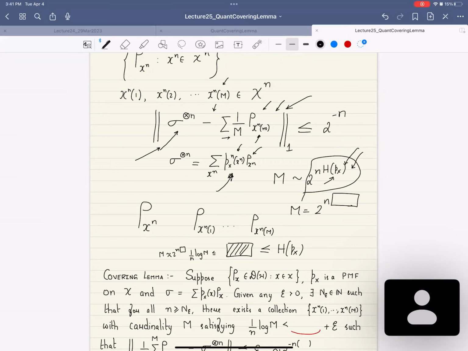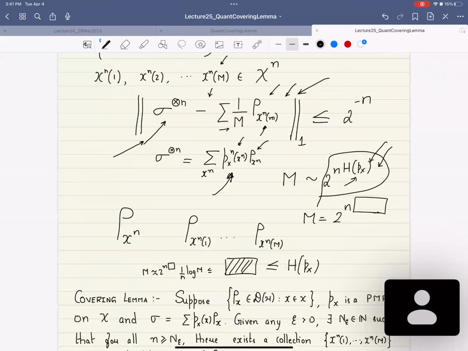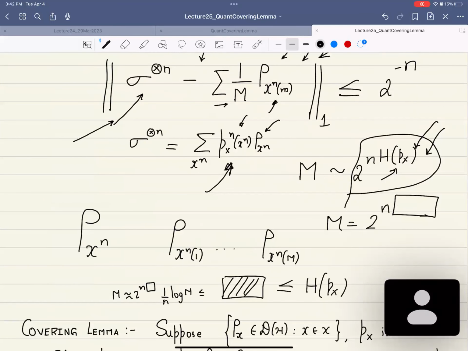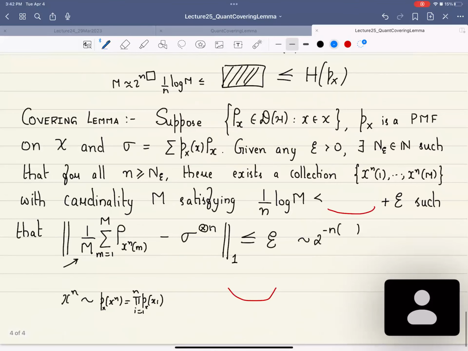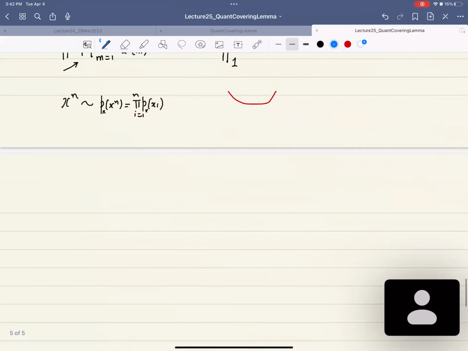So we need fewer states than the one given by the packing lemma. See the packing lemma exponent. Okay, I'll make a few more connections, and then I think your thoughts will become slightly more clear.